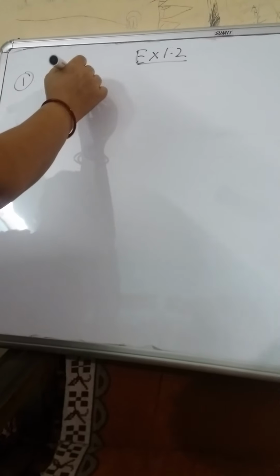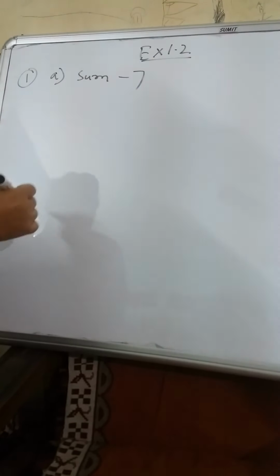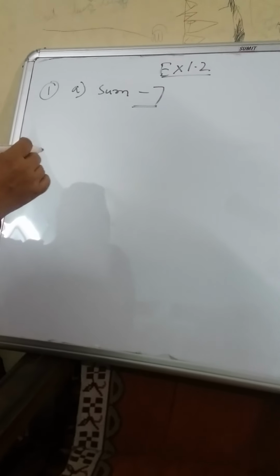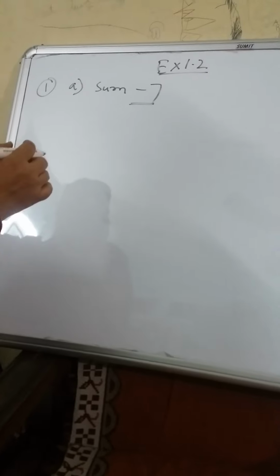I'll discuss how to do exercise 1.1. Question number 1 is write down a pair of integers whose sum is -7. That means you have to write two integers. When you add those two integers, you will get -7.